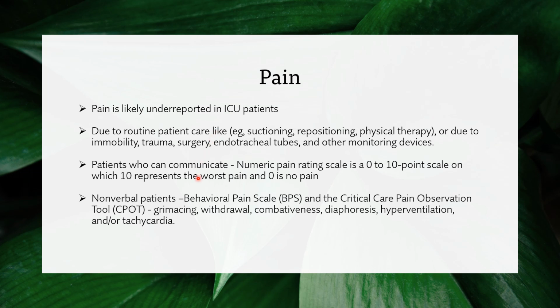Patients may report pain on a numeric rating scale of 0 to 10 if communicating, or have evidence of pain including grimacing, limb withdrawal, combativeness, diaphoresis, hyperventilation, and/or tachycardia. In such non-communicating patients, the behavioral pain scale and the critical care pain observation tool are used since they are simple, valid, and reliable in critically ill patients.